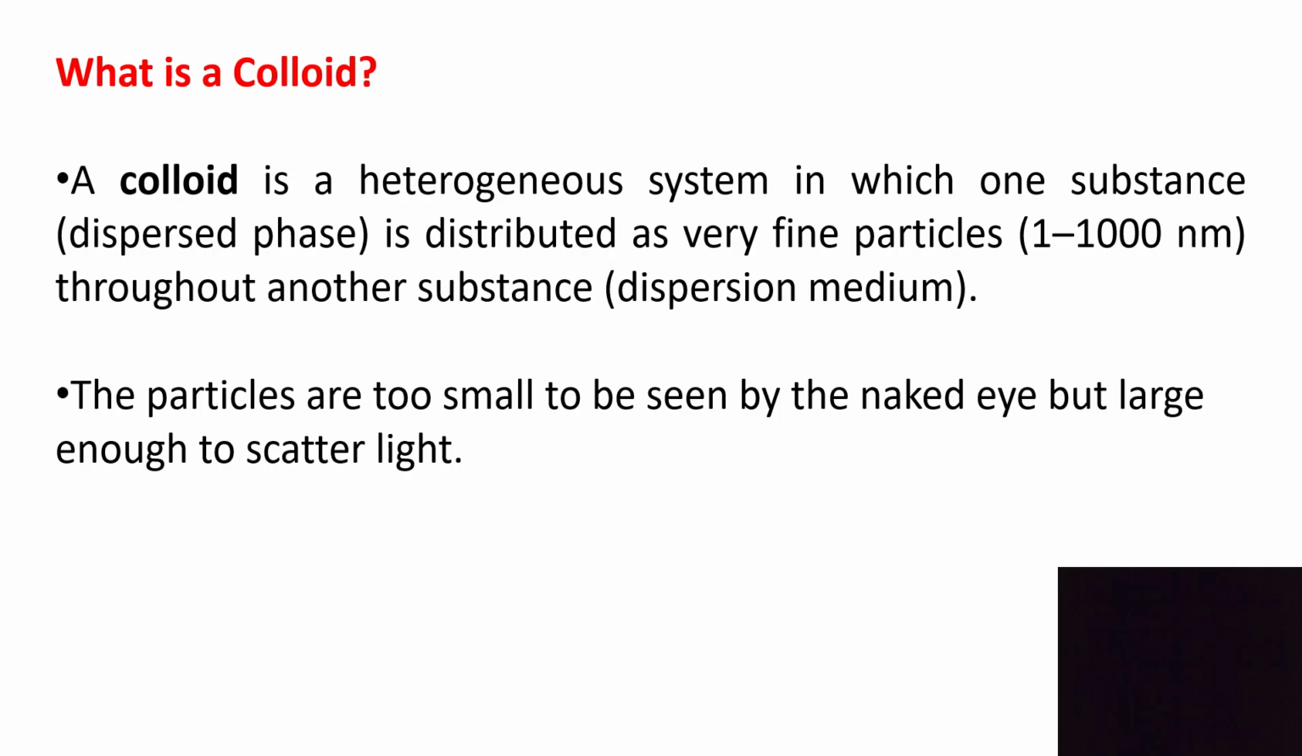So, what is a colloid? A colloid is a heterogeneous system in which one substance, the dispersed phase, is distributed as very fine particles, in the 1 to 1000 nanometer range, throughout another substance, the dispersion medium. The particles are too small to be seen by the naked eye but large enough to scatter light.